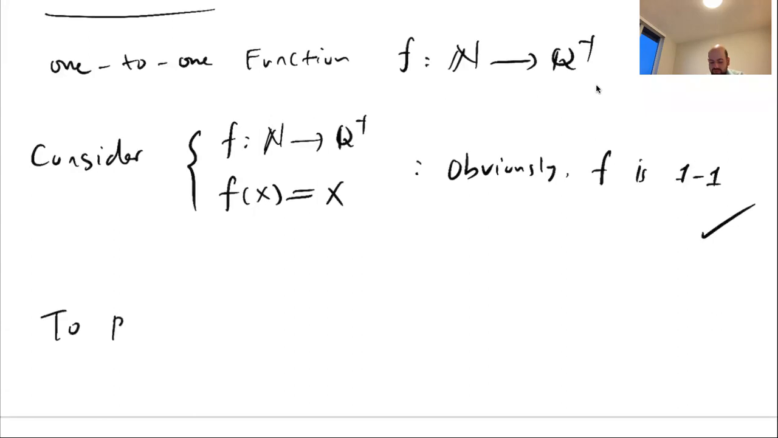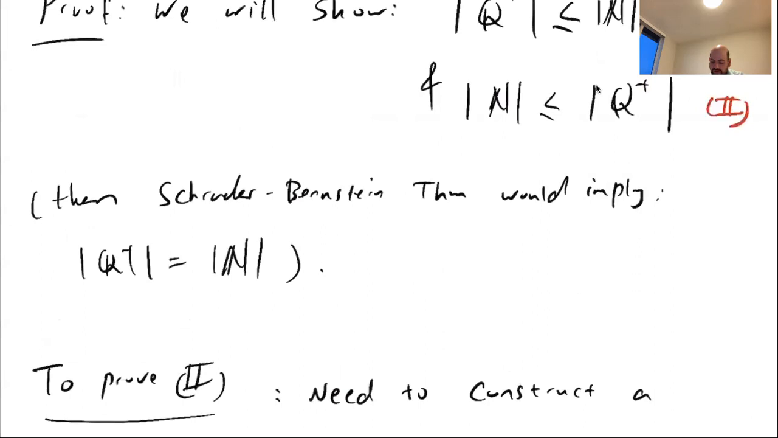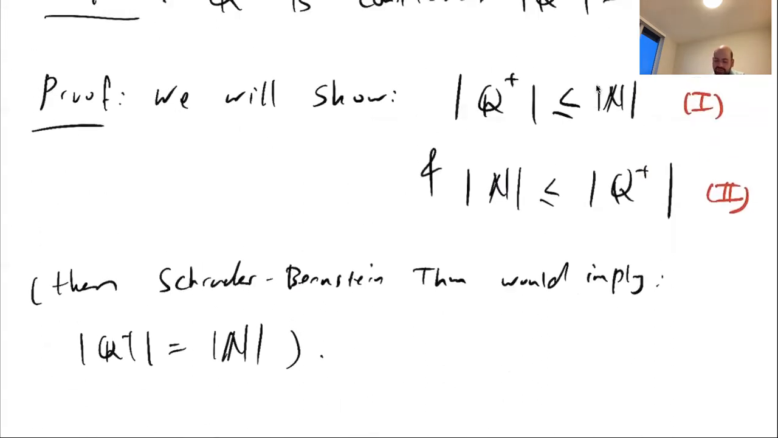Now to prove 1, consider, let's say g. Okay, 1 is what? I want to construct a one-to-one function from Q plus to N, but I will not construct an explicit function from Q plus to N, because it's hard to do that. A one-to-one function from N to Q plus was easy, just the identity function. But a one-to-one function from Q plus to N would not be an easy job.